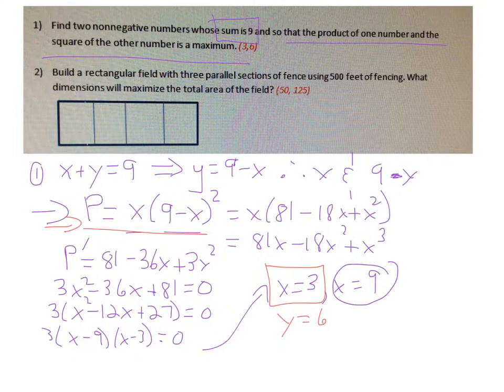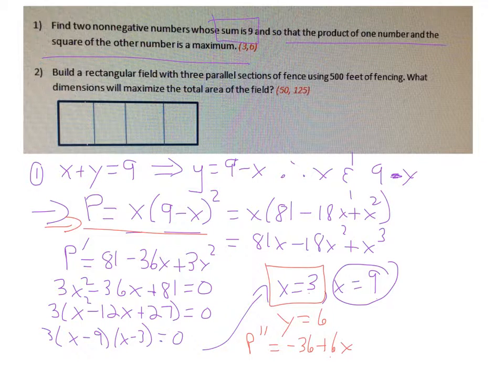The other way to test and see if that's a maximum when you're doing optimization is to find the double derivative and then test the values 3 and 9 in that double derivative to see which one is positive and which one is negative. If the double derivative is positive, it means you have a minimum. If the double derivative is negative, it means you have a maximum.